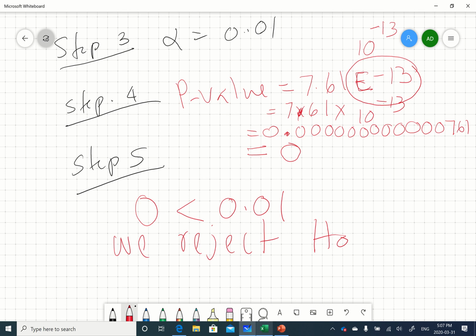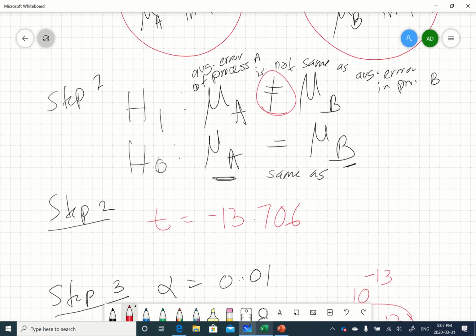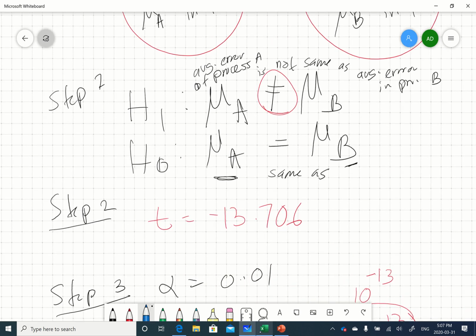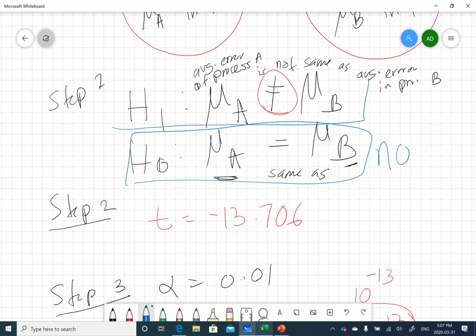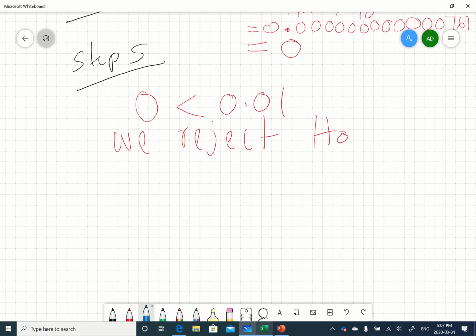H note. So if we go back, what is our H note? We reject, we say no to this. That means we say yes to this. Right? So that means we are saying yes, the average errors are not the same. We don't know which one is higher, which one is lower. Only thing we can conclude from this test is that they are not the same. So based on the information, average errors are not the same. So that's all we can tell.